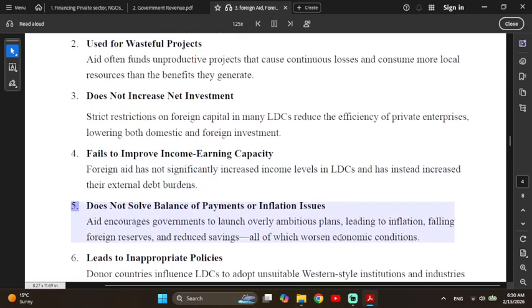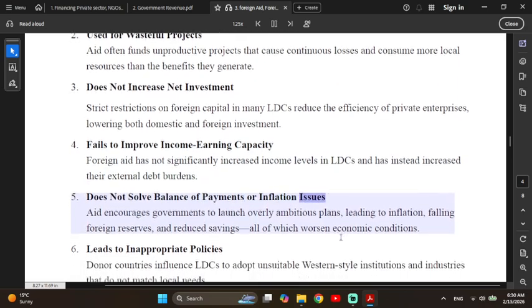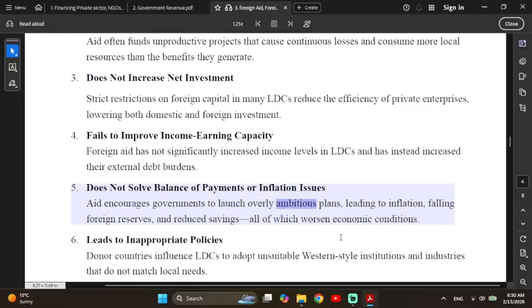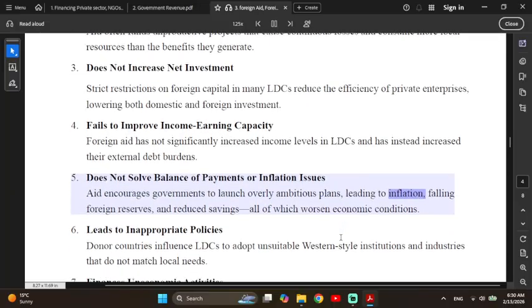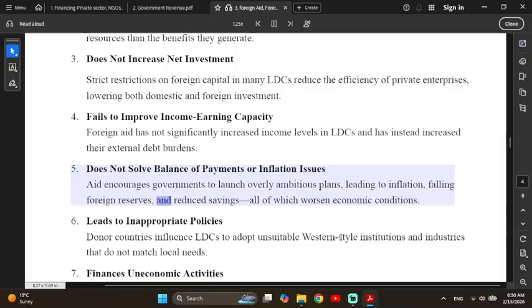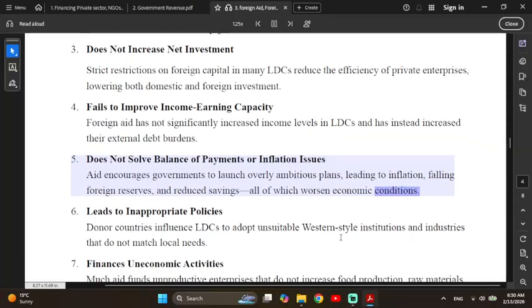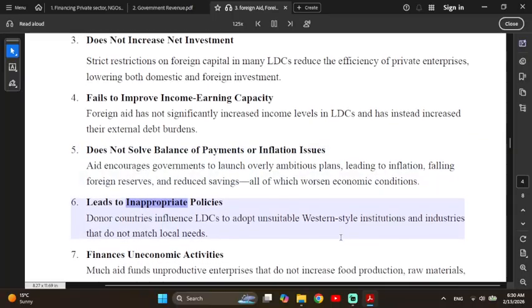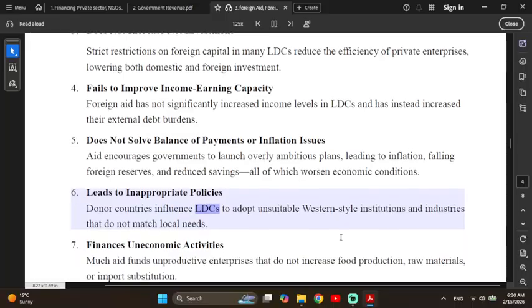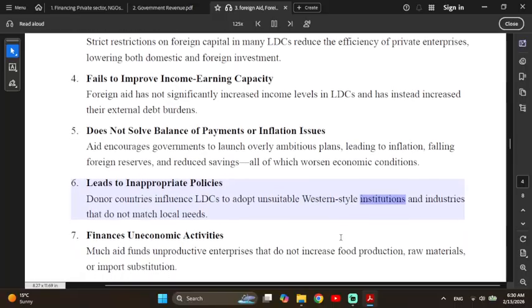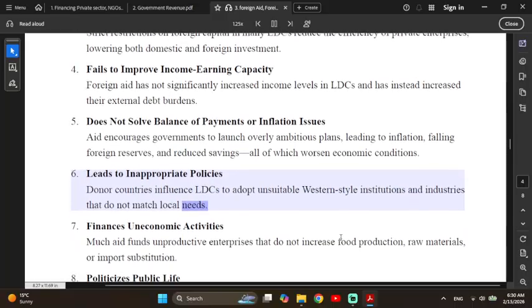5. Does not solve balance of payments or inflation issues. Aid encourages governments to launch overly ambitious plans, leading to inflation, falling foreign reserves, and reduced savings, all of which worsen economic conditions. 6. Leads to inappropriate policies. Donor countries influence LDCs to adopt unsuitable Western-style institutions and industries that do not match local needs.